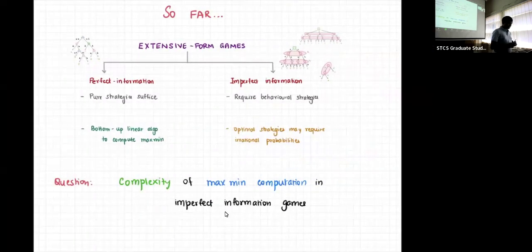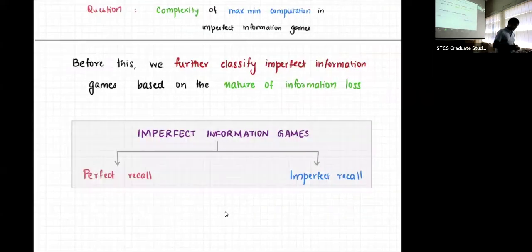So what is the complexity of max-min computation? In the sense, given a game and given a lambda, is the max-min value bigger than or equal to lambda? This is the decision problem. So within imperfect information, you have to make further hierarchies. It will not end here. I will make more hierarchies, but for the moment, we have two different kinds of games, based on the nature of the imperfect information.